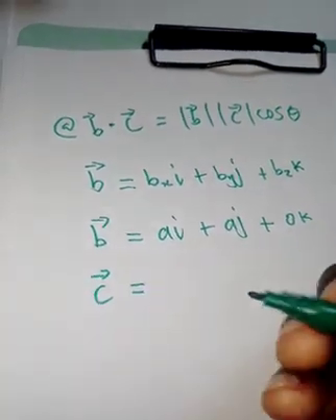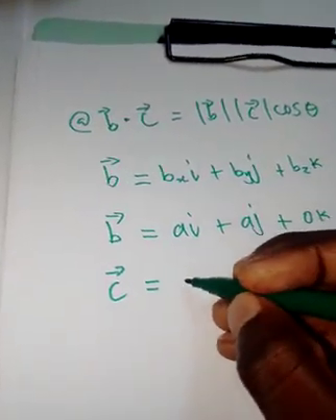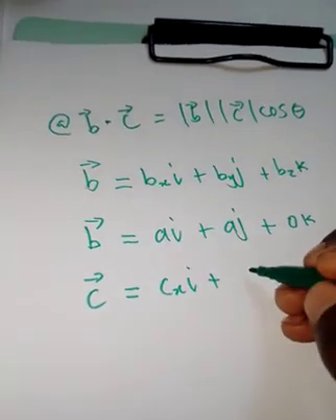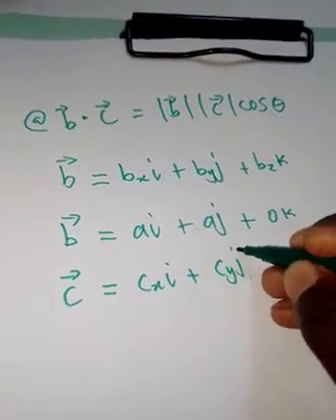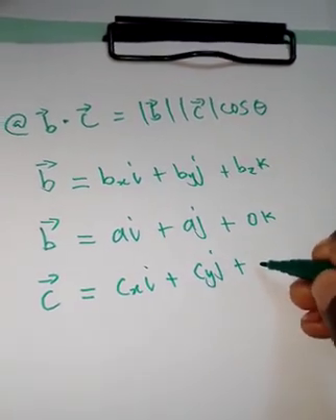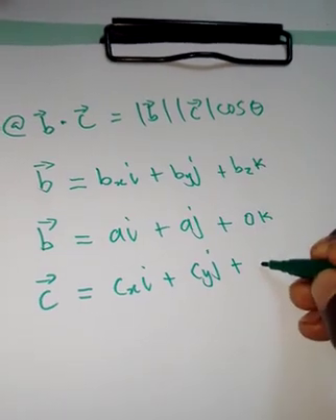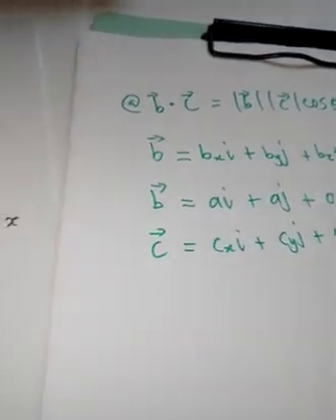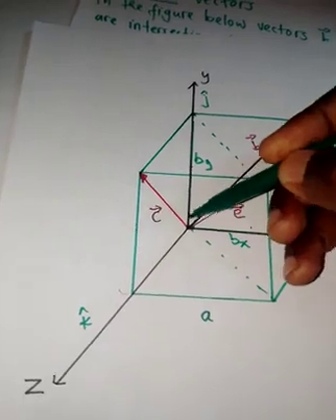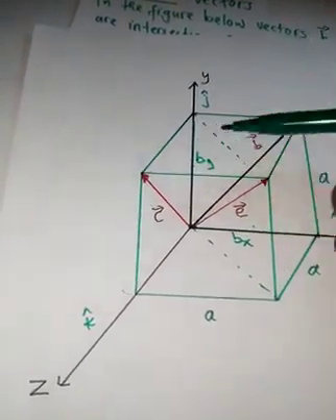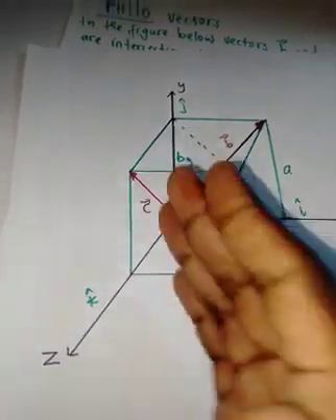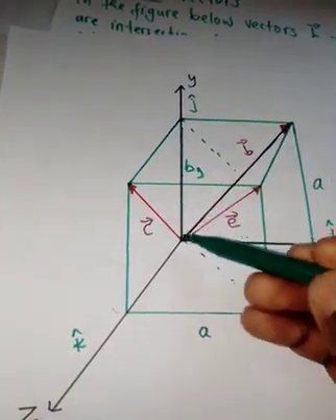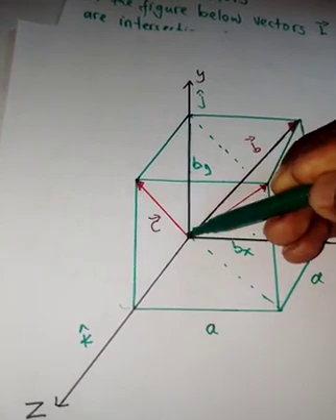So C will be equal to, again, if we say Cxi plus, let's say Cyj plus, rather not 0, Czk. Okay, then let's find Cx, Cy, and Cz. So if we come to C there, C is in which plane? It is in the YZ plane, this side. Okay, and at this point, it has this component and that component.